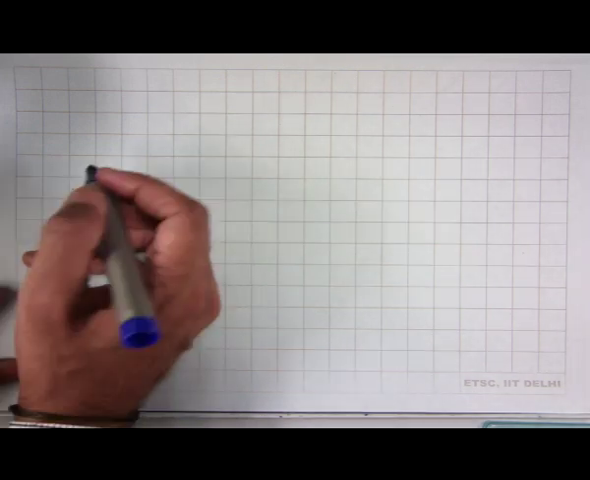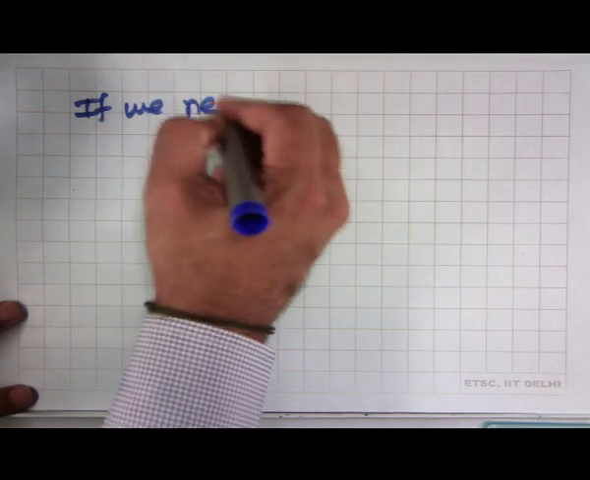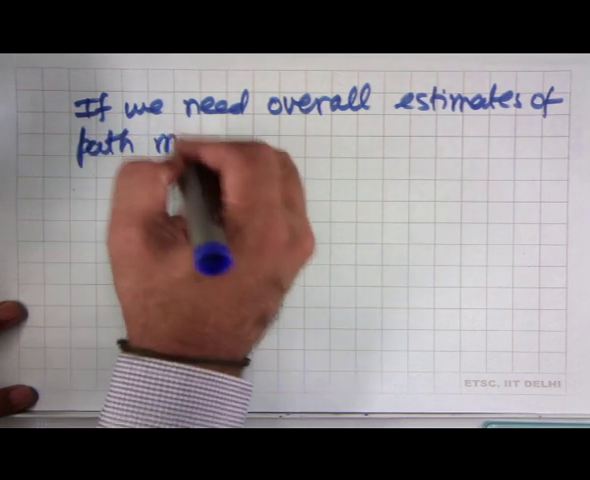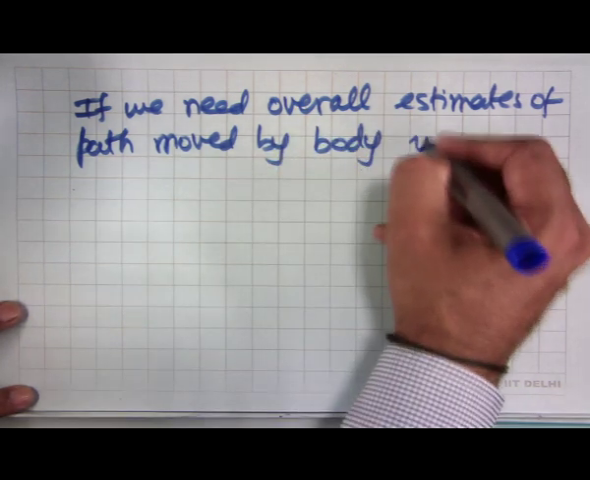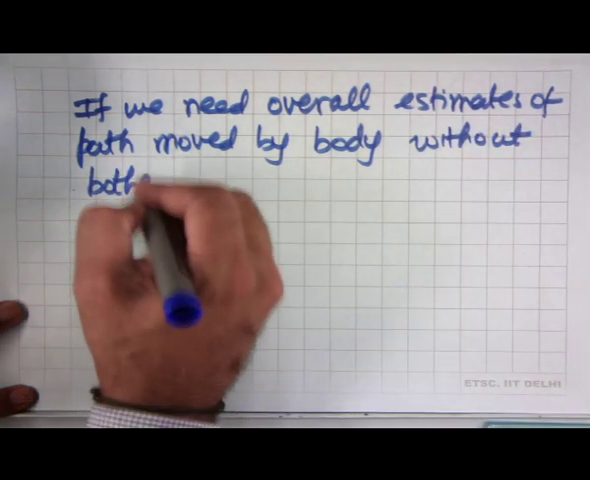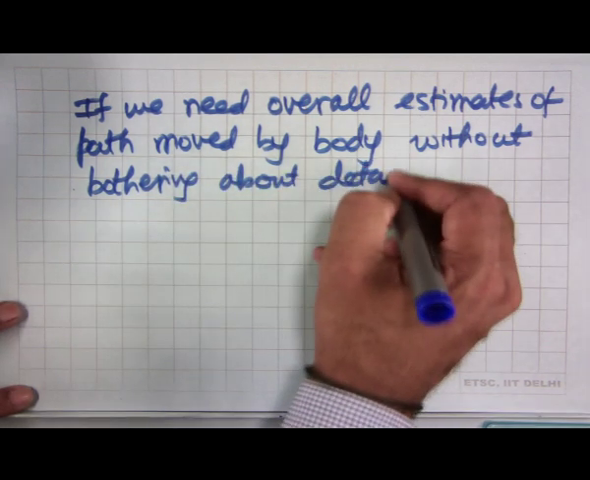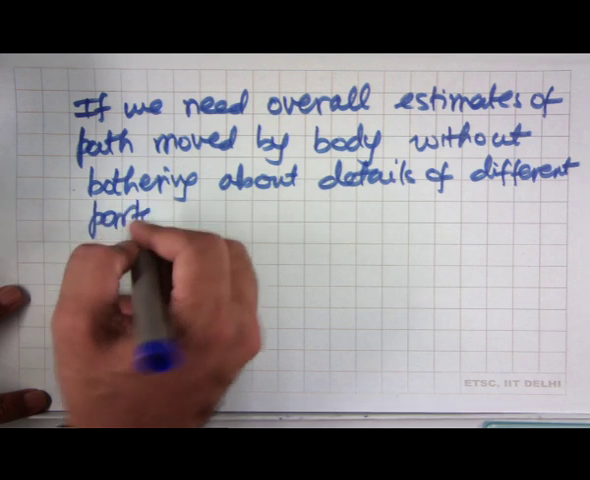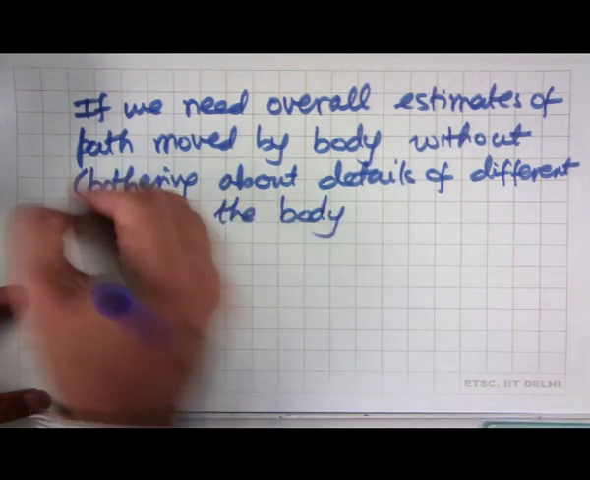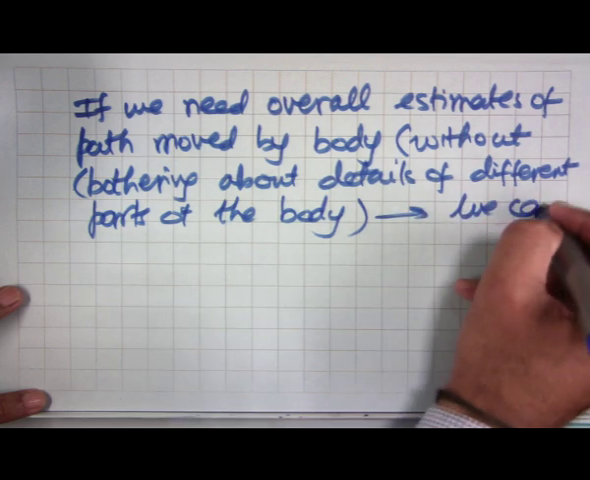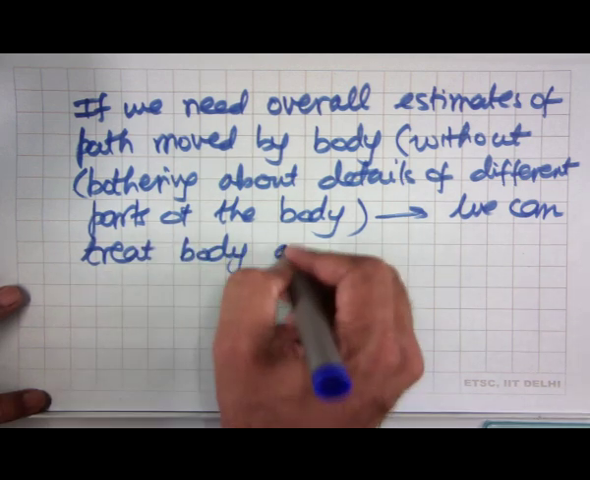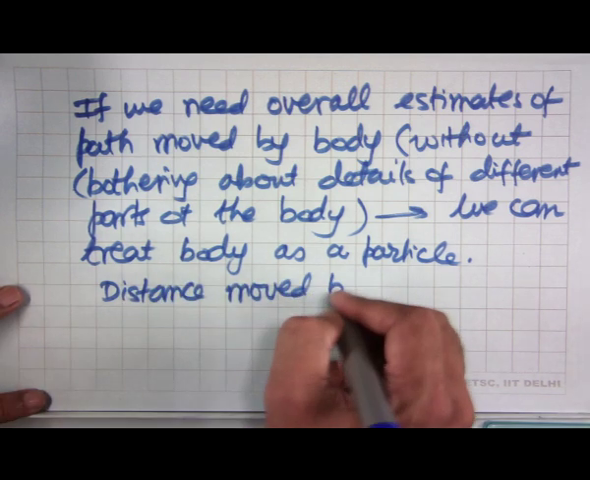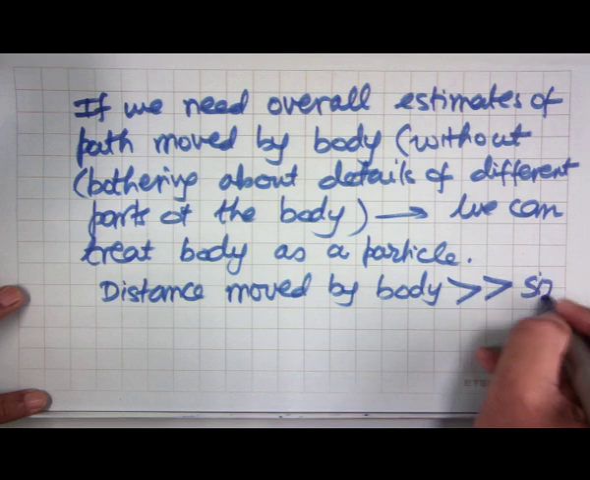So, here what we have is that if we need overall estimates of the path moved by the body without bothering about details of different parts of the body, then we can treat this body as a particle, and the distance moved by the body has to be much larger than the size of the body.